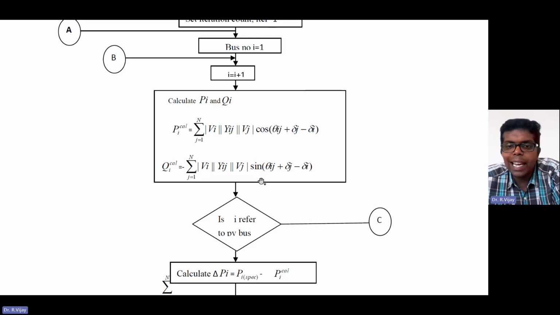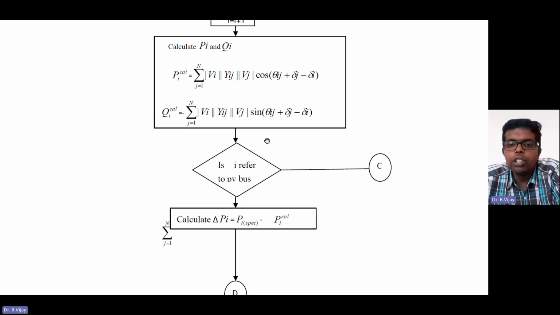So here it is sine, here it is cos. Real power means cos and reactive power means sine. In the algorithm, we made a mistake; you correct this in the algorithm also. Here it is sine. Reactive power means always sine.